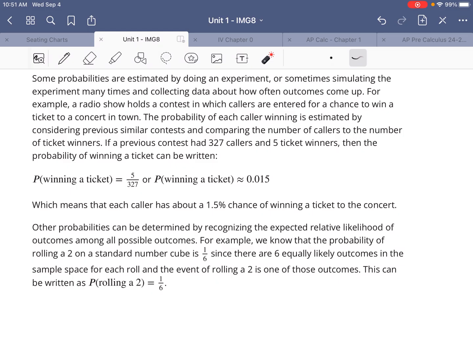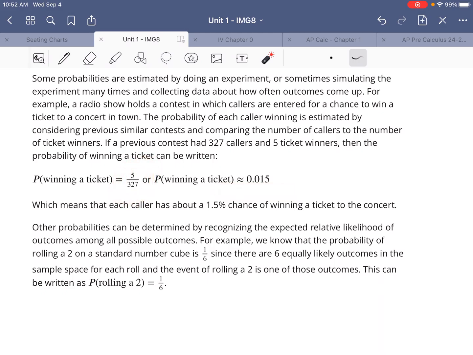For example, a radio show holds a contest in which callers are entered for a chance to win a ticket to a concert in town. The probability of each caller winning is estimated by considering previous similar contests and comparing the number of callers to the number of ticket winners. If a previous contest had 327 callers and 5 ticket winners, then the probability of winning a ticket can be written as P of winning a ticket. Well, there were 5 total winners the last time around out of 327 tickets. And if you divide 5 by 327, you get about 0.015.